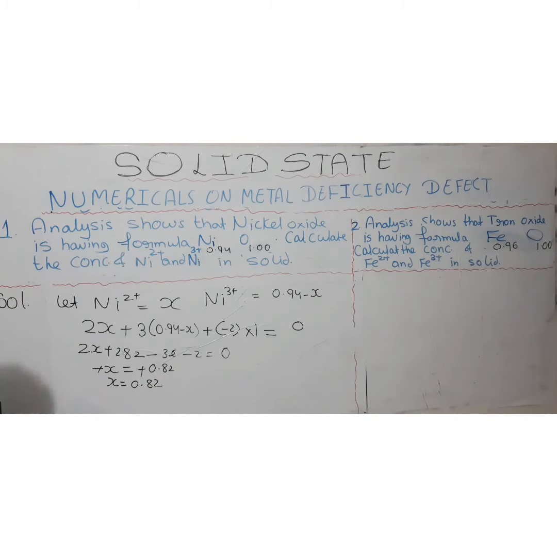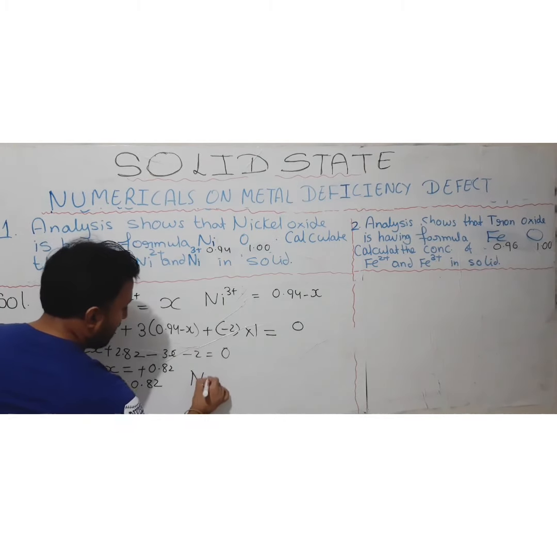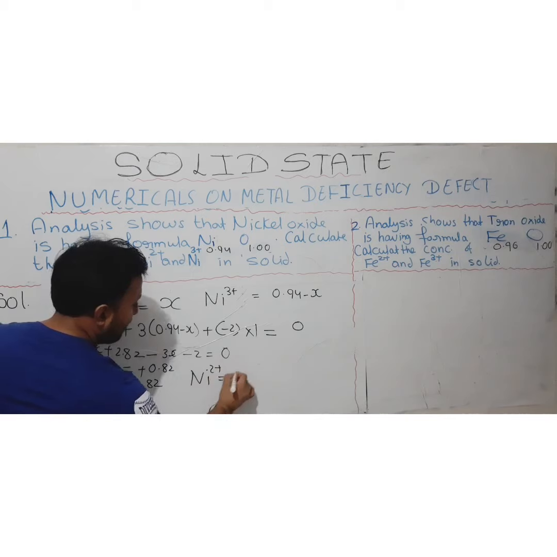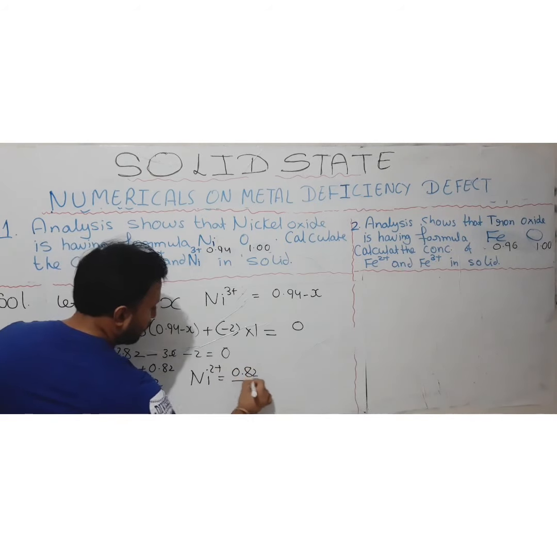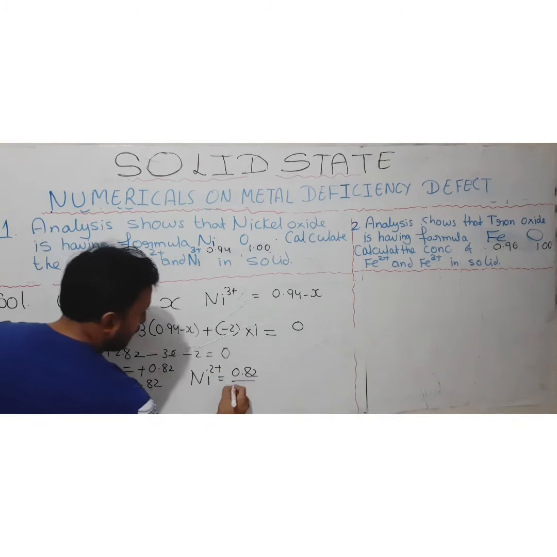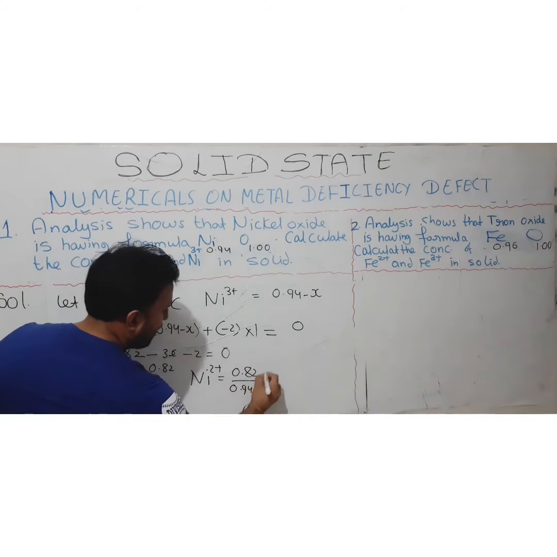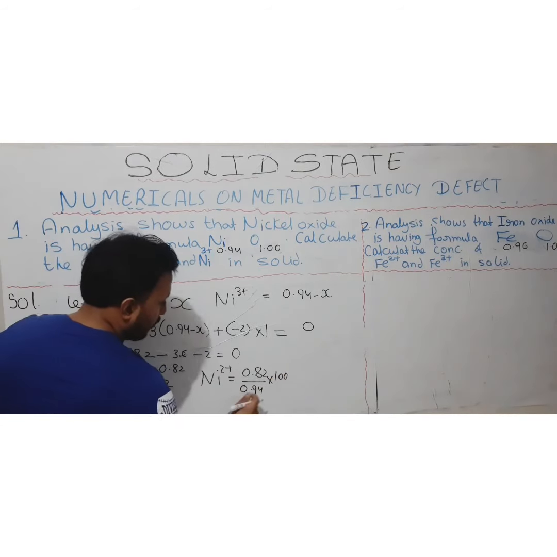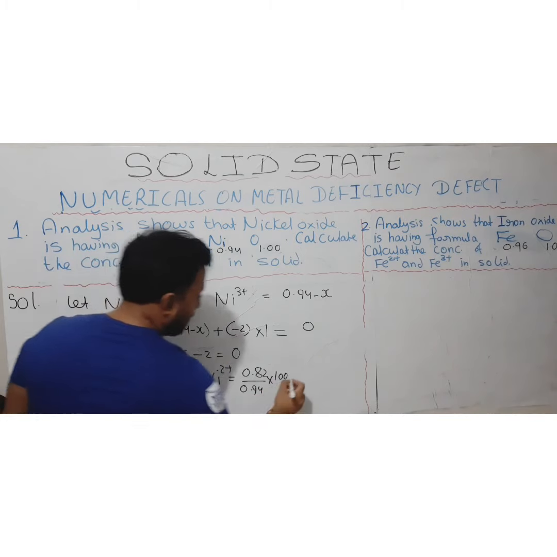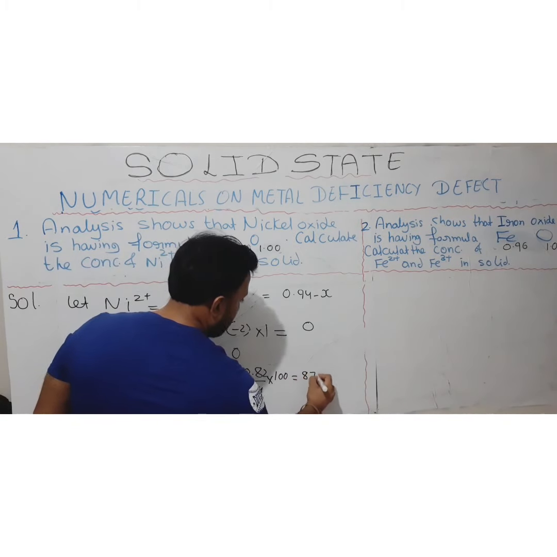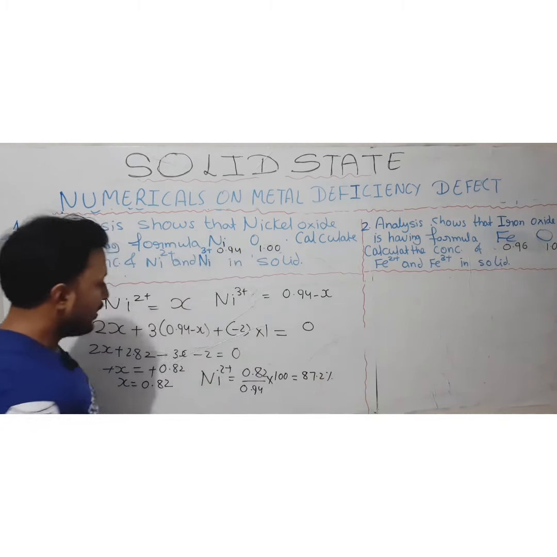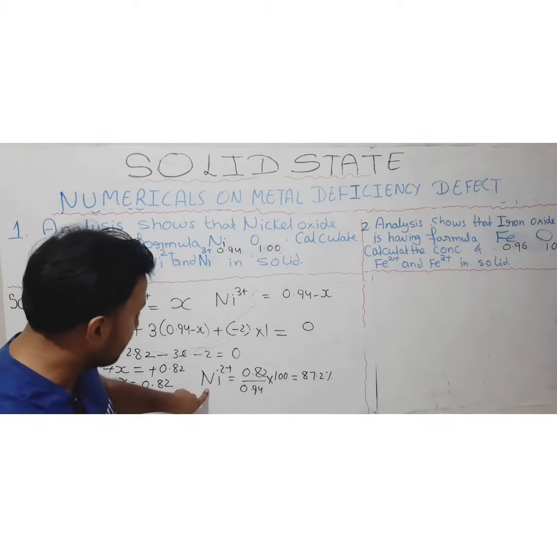Okay, now we have to calculate this value in terms of percentage. It means that for the amount of the substance which is present there, we have to calculate its percentage. So Ni2+ will be equivalent to 0.82 as we have calculated, as it is equivalent to X, divided by 0.94 multiplied by 100. So when we do the calculation here, it comes out equivalent to 87.2%. So that is the concentration of the nickel ion which is coming here.